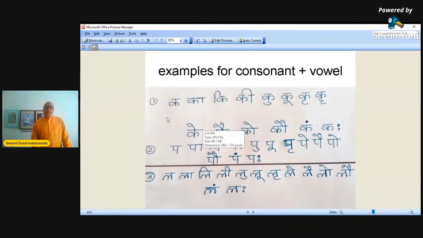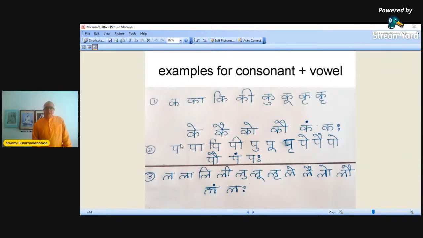For instance, you take the letter or the vowel or consonant K, the first consonant K. You must pronounce the whole of it here. So what you have to do is K. Add R to it, it becomes Ka, Ki, Ki, Ku. K plus U is Ku. You don't write U completely, you just put a comma sort of a thing below. Ku, Kr, Kr, Ke, Kai, Ko, Kau, Kam, Kaha.